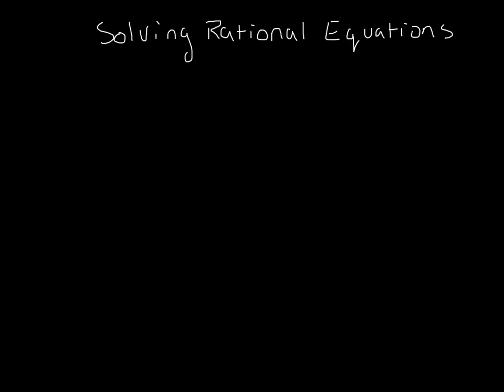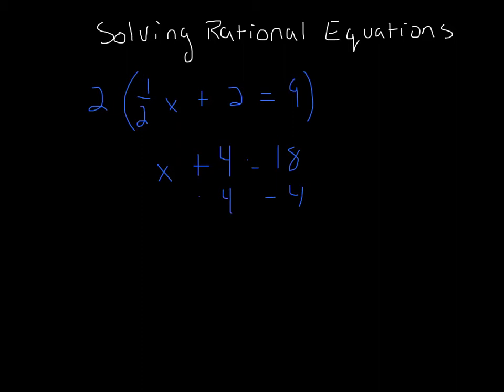So if you had something like 1/2 x plus, this is a bad example, but plus 2 equals 9. The first thing you could do is multiply everything by 2, and that gets rid of your fractions. So the 2's cancel out, and you are left with just x, and then you get plus 4 equals 18. Then you subtract 4 on both sides, and you get x equals 14.